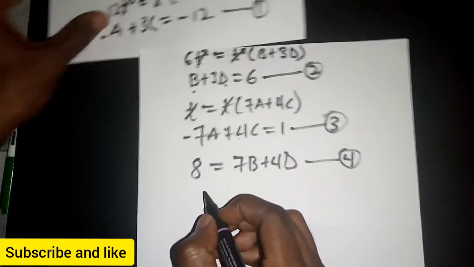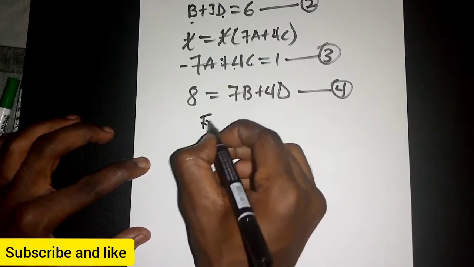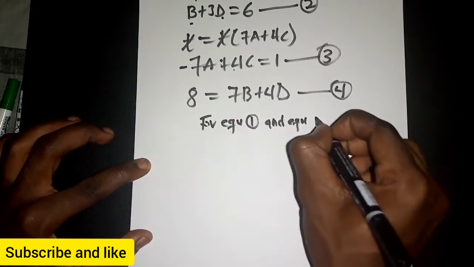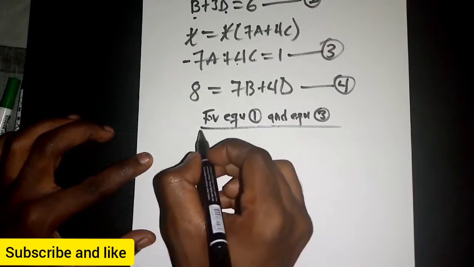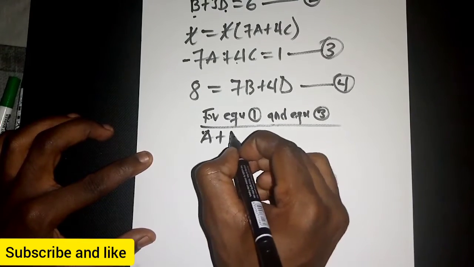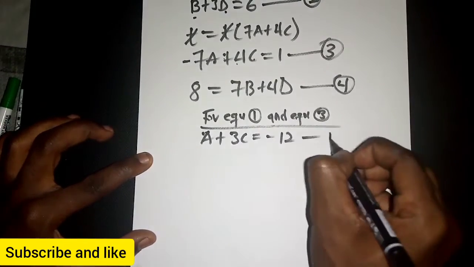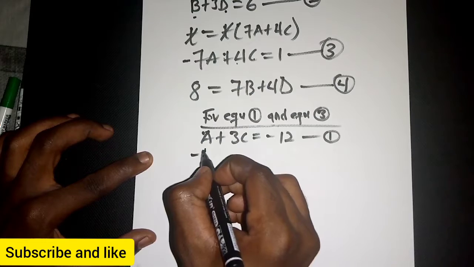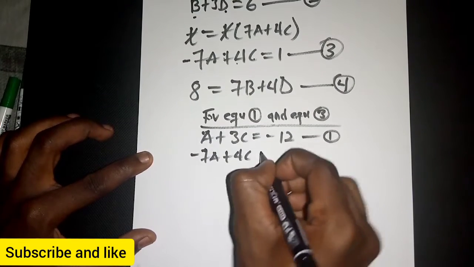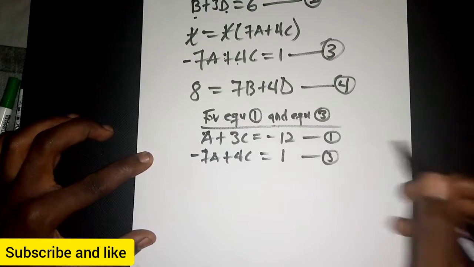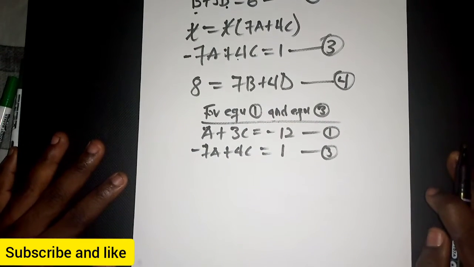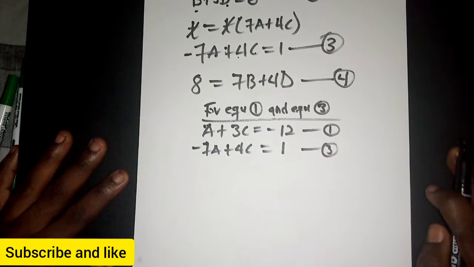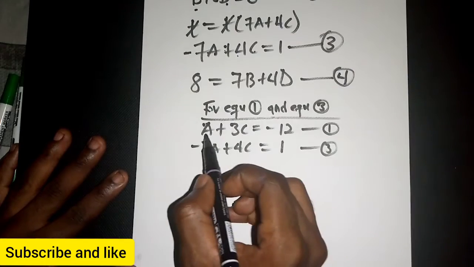So for equation 1 and equation 3, we have equation 1 as a plus 3c equal to negative 12, then equation 3 as negative 7a plus 4c equal to 1. Now what do we have here? We have a simultaneous equation, and either we use the elimination method or the substitution method. So we are going to use the elimination method. Now using the elimination method, we are going to multiply equation 1 by 7.